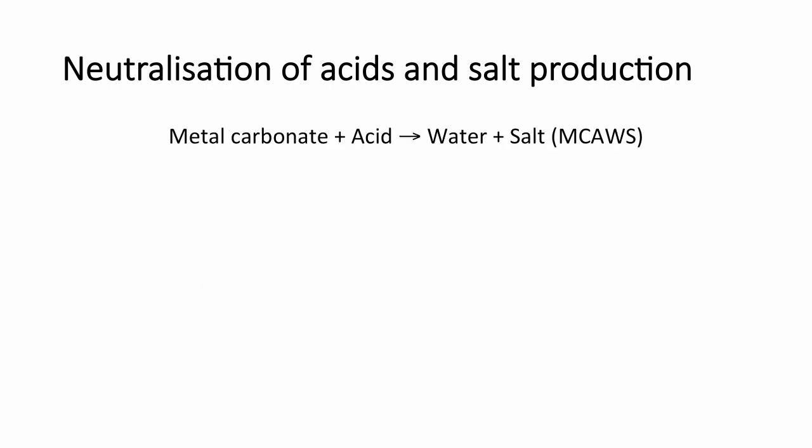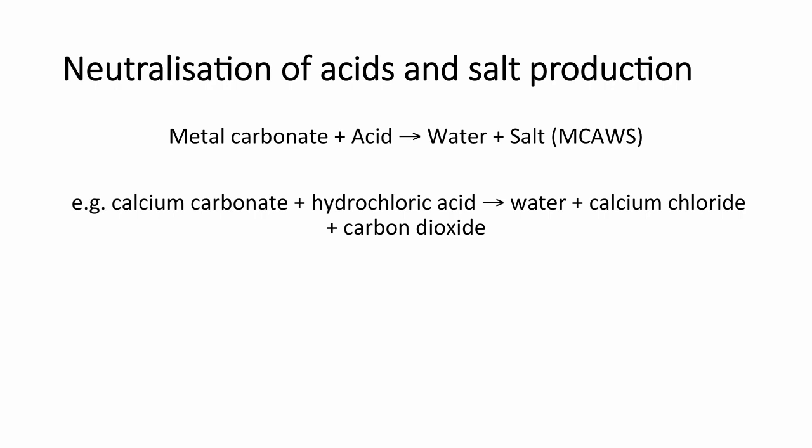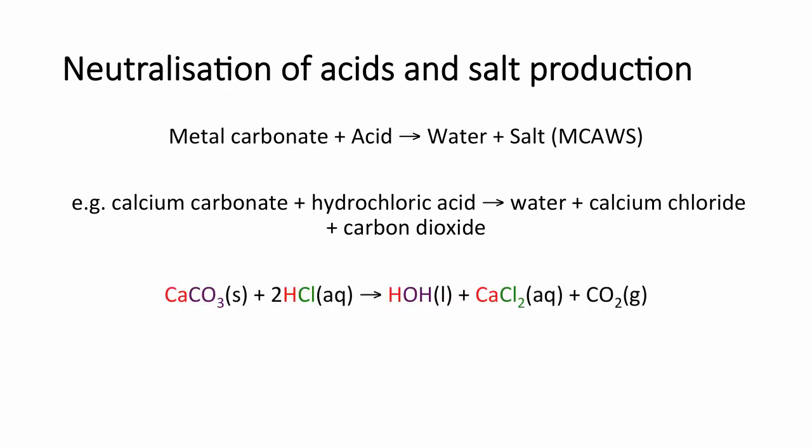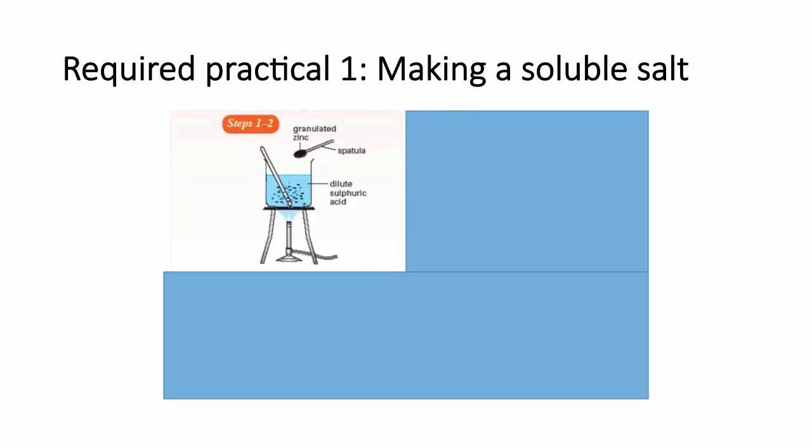Lastly, we have metal carbonate plus acid makes water and salt. The acronym for this is McCaws. For example, calcium carbonate plus hydrochloric acid forms water and salt and carbon dioxide. Again, the hydrogen ions from the acid swap positions with the calcium ion to form calcium chloride, but in this case, the hydrogen ions and the carbonate ion react to form water and carbon dioxide.